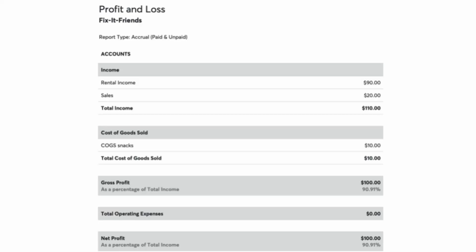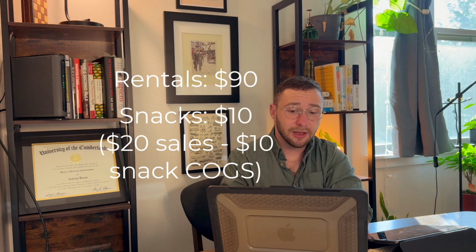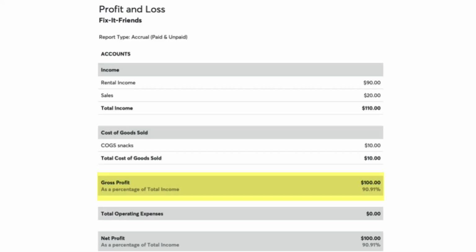Let's write the snack section on the income statement. We have snack sales of $20 with snack cost of goods sold for $10 for a snack gross profit of $10. So what's the total profit for the week so far? From rentals, it's $90. From snacks, it's $10. And the total net profit before expenses was $100.